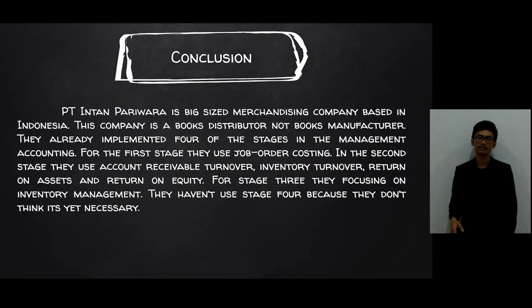PT Intan Pariwara is a big-sized company based in Indonesia. This company is a book distributor, not a book manufacturer, even though they manufacture some books in their company. They already implement 4 of the stages in management accounting. For the first stage, they use job order costing. In the second stage, they use account receivable turnover, inventory turnover, return on asset and return on equity. For stage 3, they focus on inventory management. They haven't used stage 4 because they don't think it's necessary yet.